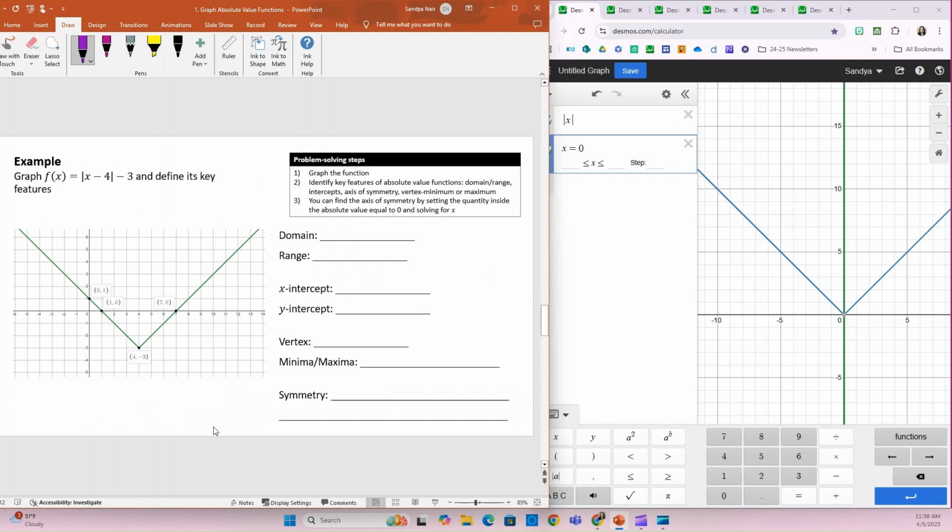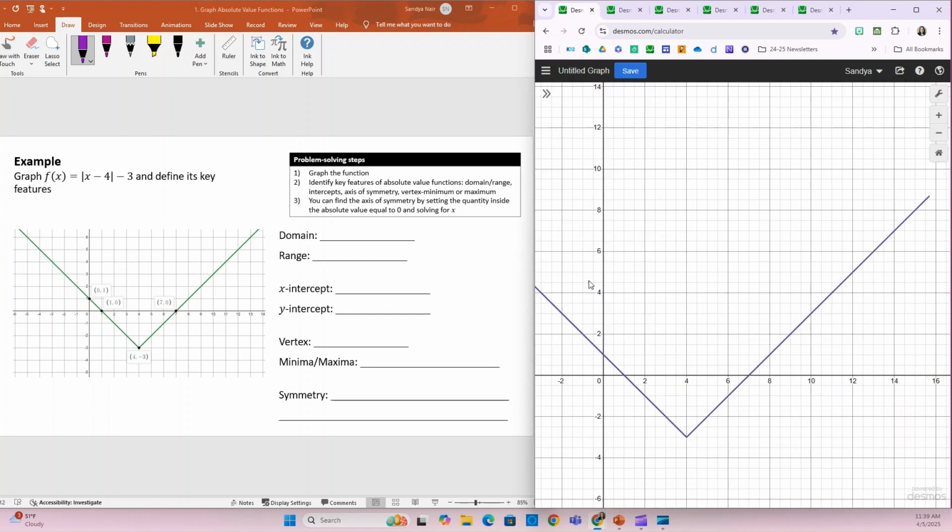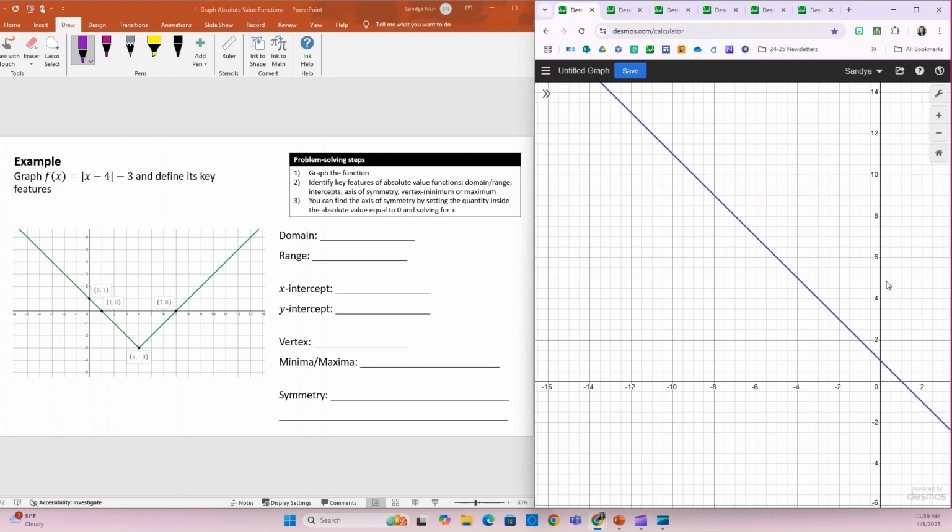So let's graph f of x equals the absolute value of x minus 4, minus 3, and define its key features. So whenever you're doing this, you always want to use Desmos to help you out. So I'm going to go ahead and type absolute value and then do x minus 4 and then click outside and then do the minus 3. So you can see that the domain, the x values, are going to be all real numbers if you scroll on this graph. So I'm just going to describe the domain as -infinity to +infinity.